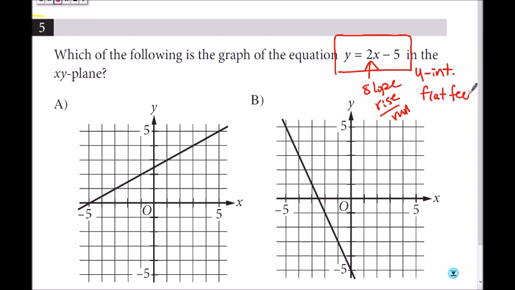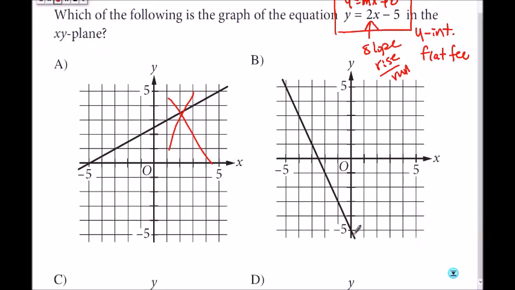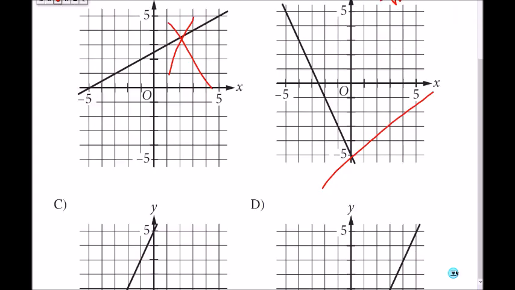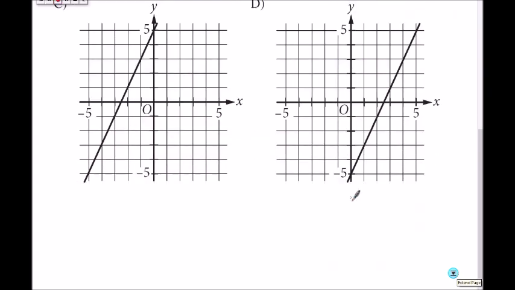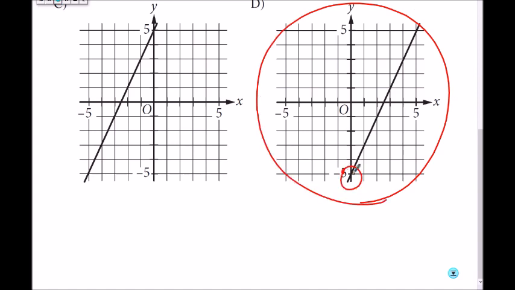Y equals mx plus b. So here you start off at the y-intercept, negative 5. So this is like 2.5? No. Should be negative 5. But the slope is what? Positive, meaning it goes this way. This is a negative slope. What about here? They both have positive slope, but the y-intercept is negative 5 here, and the slope was 2 over 1, rise over 1. So it must be D.